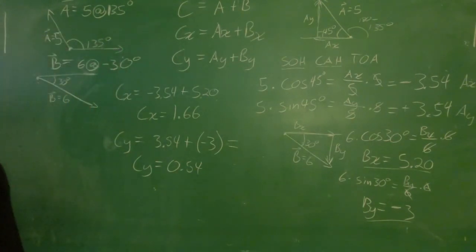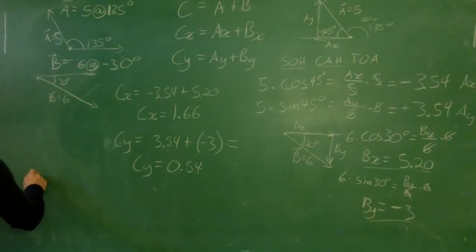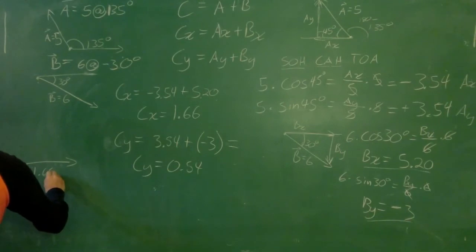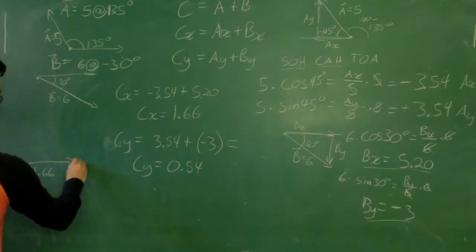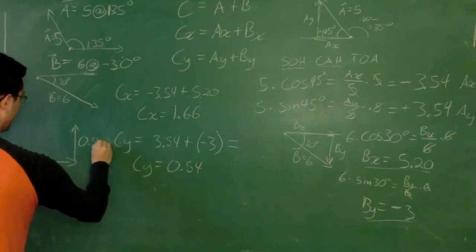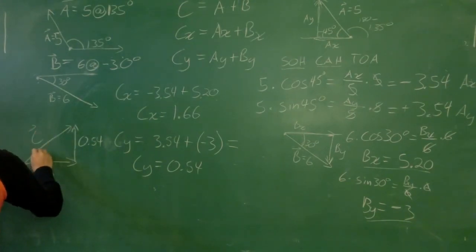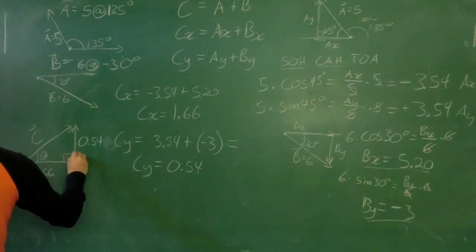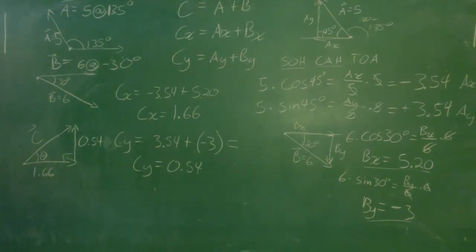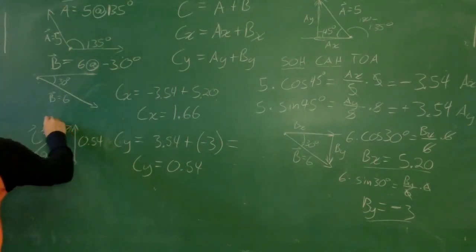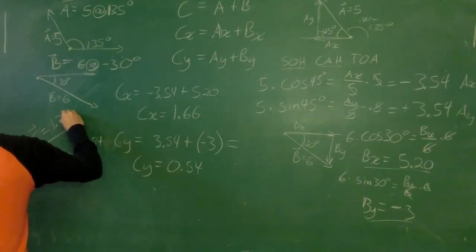Well, all I need to do now is draw out c. So I'm going to come over here. I know that in my x direction, I have positive 1.66. And in my y direction, I have a positive, so up, 0.54. Okay? My resultant vector is right here, which is my c, and that's what I'm looking for. I need this angle here to describe it. And this is a right angle because we had an x component and a y component. So we can do Pythagorean theorem, just like we've done before. A squared plus b squared equals c squared. And if you evaluate that, you will find that c, not c squared, equals 1.75.